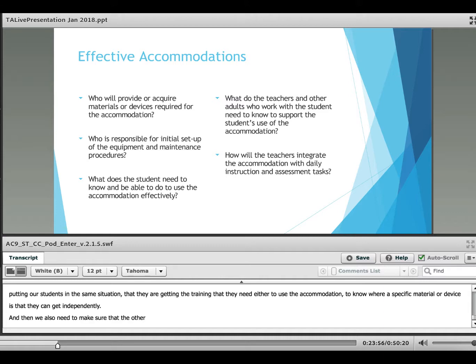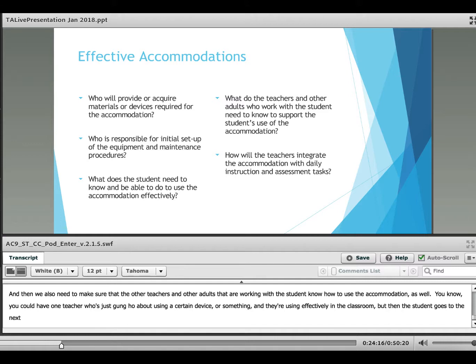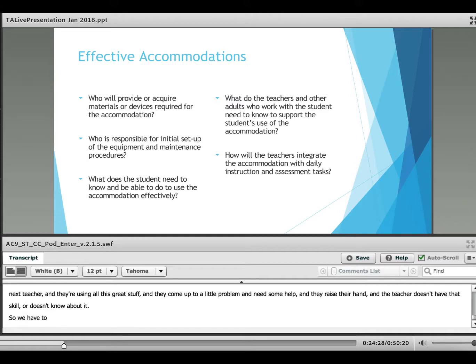And then we also need to make sure that the other teachers and other adults that are working with the student know how to use the accommodation as well. You could have one teacher who's just gung-ho about using a certain device or something, and they're using it effectively in the classroom, but then the student goes to the next teacher and they're using all this great stuff, and they come up to a little problem and need some help, and they raise the hand, and the teacher doesn't have that skill or doesn't know about it.